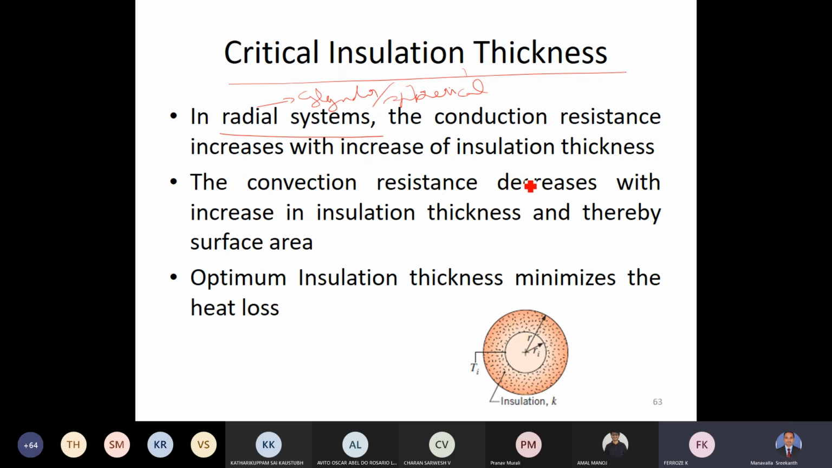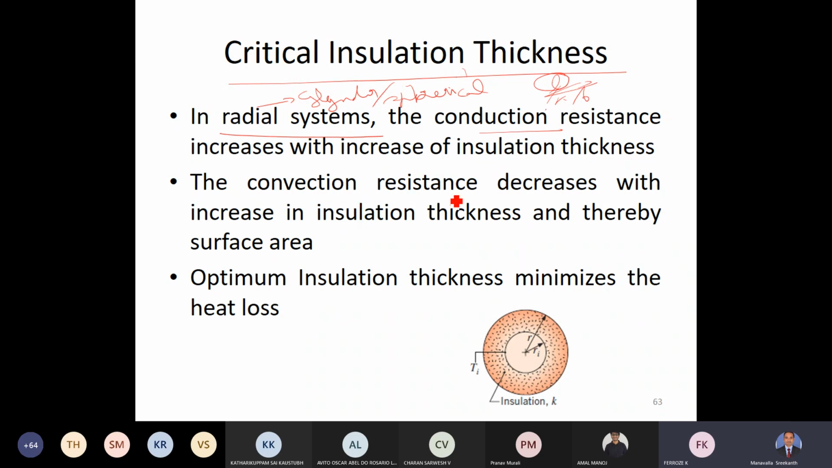So in radial systems, the conduction resistance increases with the increase of insulation thickness. How? Because the conduction resistance is basically L by K, the general formula is L by KA. The actual form will be different, but it is L by KA for all things. So for conduction resistance, if the value of L is high, the insulation thickness will be high.